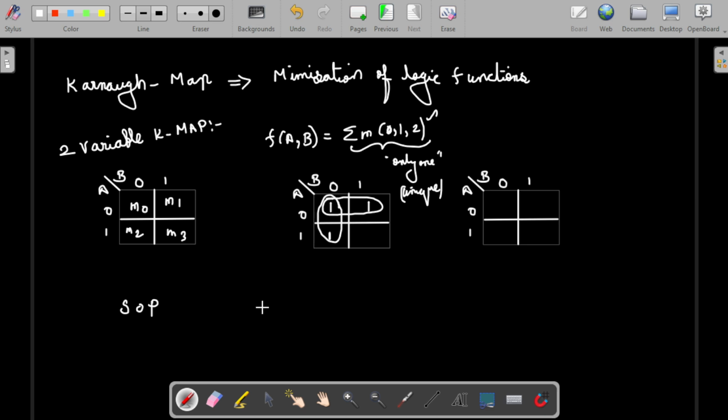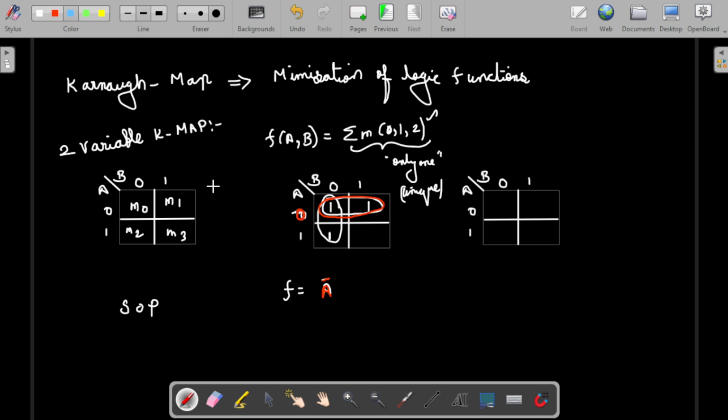Now let's see how we can write the functional mapping. First, let's consider this one. If you see, B is varying, both 0 and 1 are there, but A is constant. A is only 1, so we can directly write A bar. Here there are only two circles, and the first circle we have covered results in A bar, as it is covering only one constant variable, so only that we have to take into account.